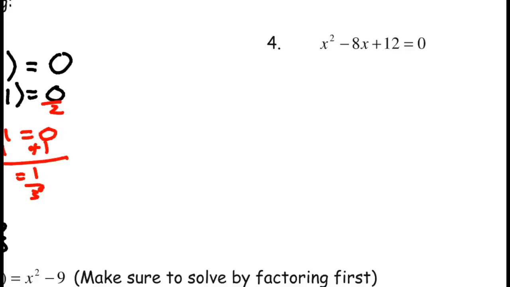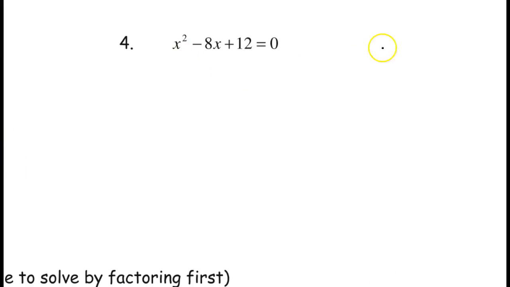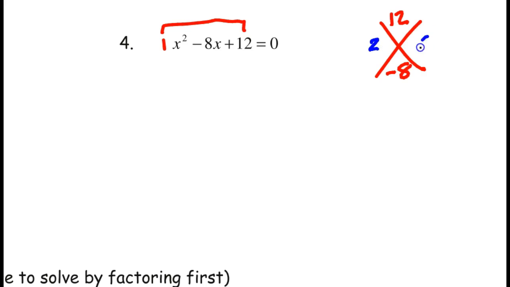Alright, so 4. A little more straightforward. We just have to do the old-fashioned multiplies to 1 times 12, 12, and adds to negative 8. So we have, let's see here, 3 and 4, but that adds to 7. So let's do multiplies with 12 would be 2 and 6. That adds to positive 8, so to get the negative, I want these both to be negative.